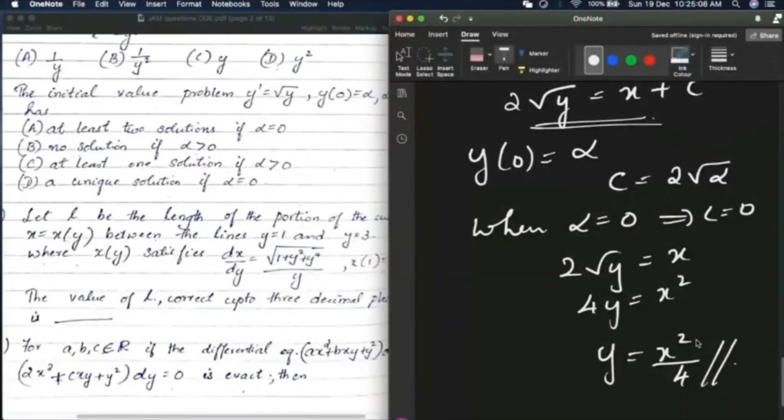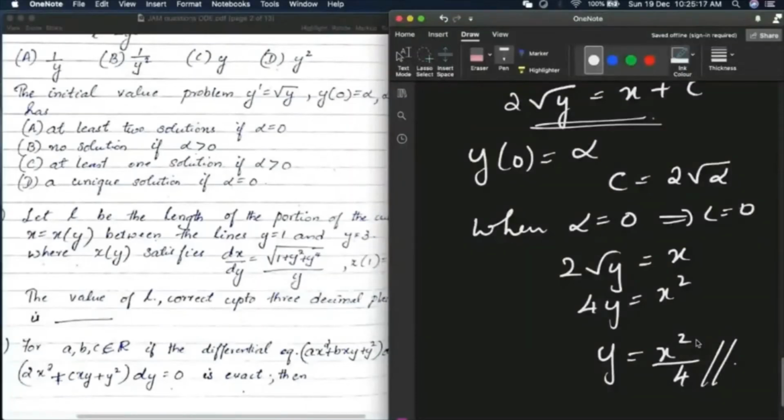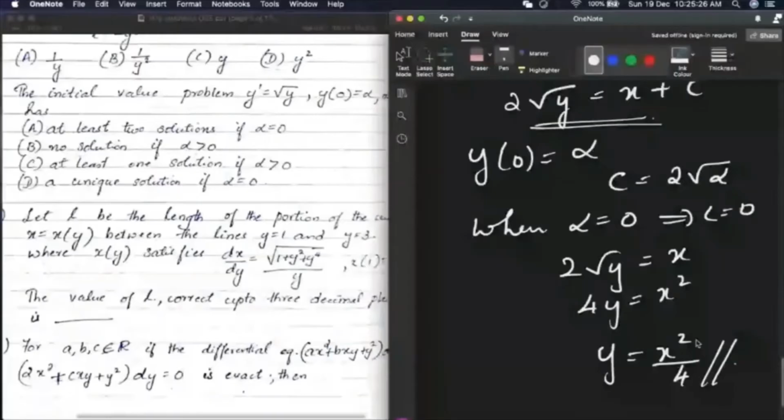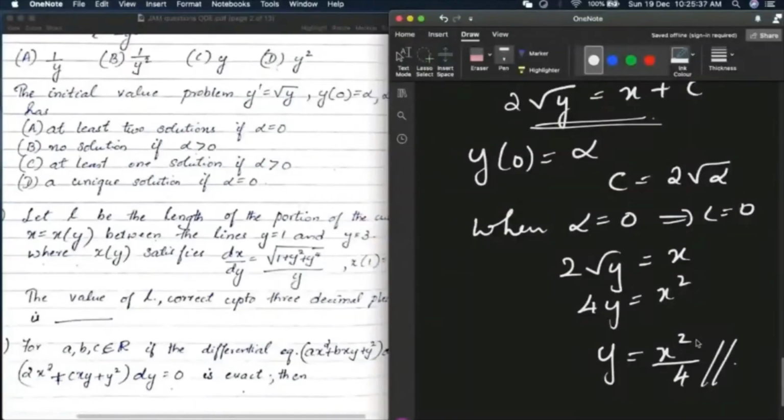Can you tell me which are the two answers for this? We have got the solution. Ma'am, option C and D. At least one solution if alpha is greater than 0. Options A and D. Correct. Options A and C, no? You get two solutions actually when alpha is equal to 0.